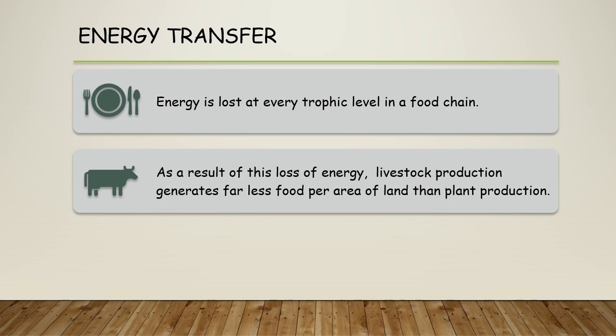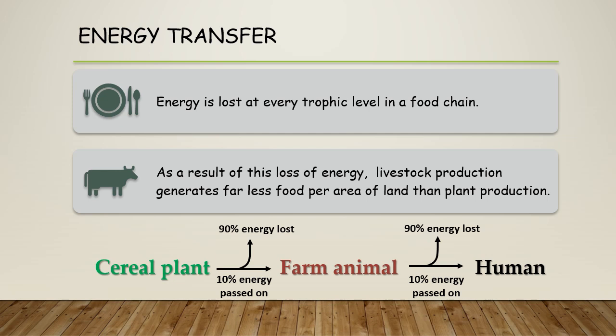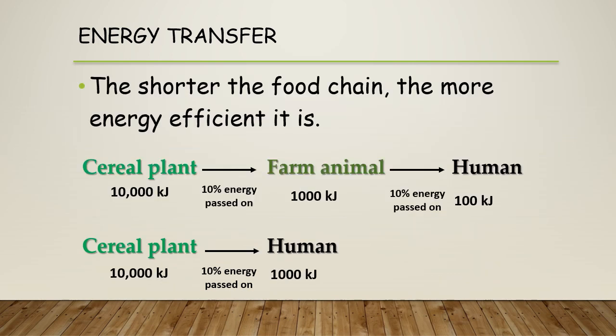So if energy is lost at every trophic level in a food chain, it means that livestock production, so cows, pigs, etc., generate far less food per area than the plant production. So cereal plant, only 10% passed on to the farm animal, only 10% passed on to you. So the shorter the food chain, the more energy efficient it is. So there's a lot to be said for vegetarianism, veganism, in terms of its impact on agriculture, its impact on food production, and potentially, obviously, climate change, etc. So making that choice, it's not only a personal choice, but it can obviously contribute to better things within the world.